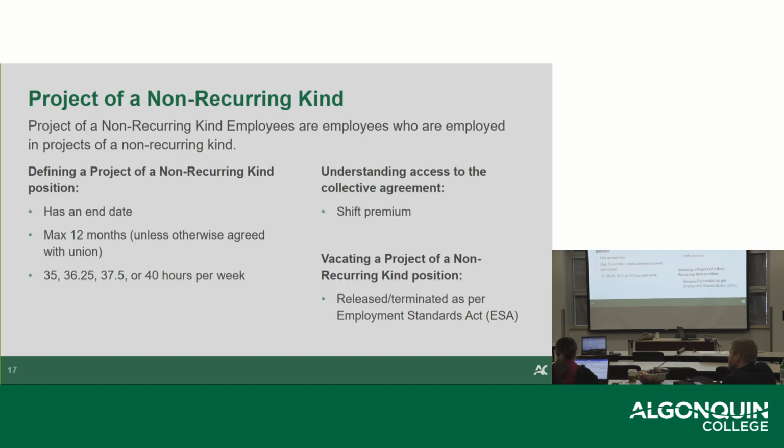Okay. And the last employee type here is the project of a non-recurring kind, or PNRK. Similar to the other three, they have an end date. So similar to temporary, they have an end date. And with PNRKs, there's a maximum of 12 months that they can be employed. And even though this is a part-time support staff collective agreement, the hours are not part-time in this context. So to be a PNRK type of employee, you have to have hours scheduled or assigned that are between 35, 36.25, 37.5, or 40. So there are distinct hours to select from.